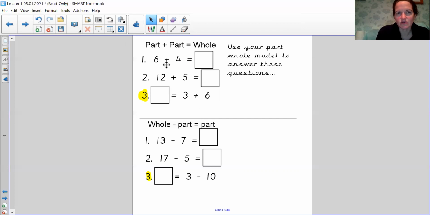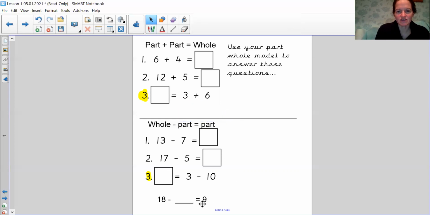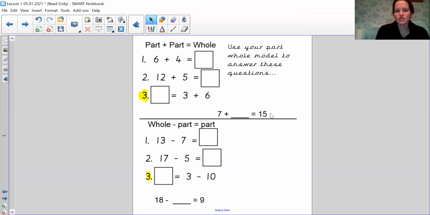I'm actually going to give you a challenge up here. So I'm going to write in, if we have 18 minus something equals, let's see, give you a tricky one, 9. So here we've got a special challenge. And then how about if we do 7 plus something equals 15. Those will be our STAR challenge questions. So see if you can do those as well.